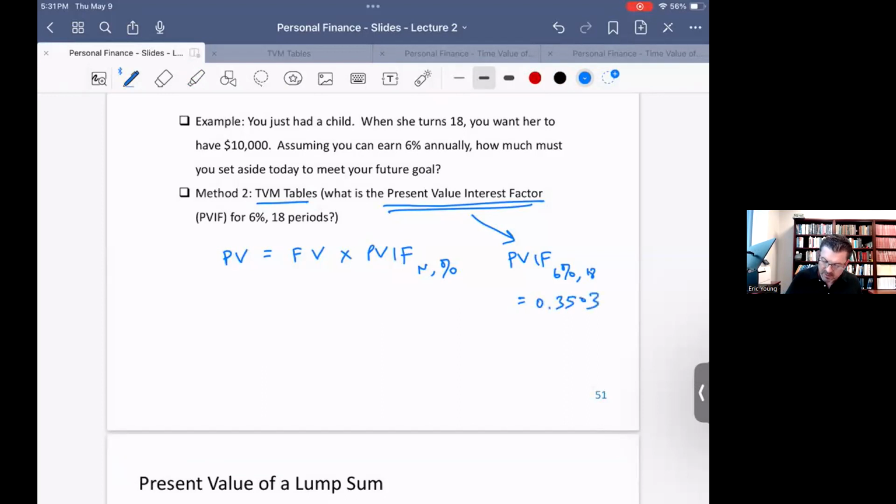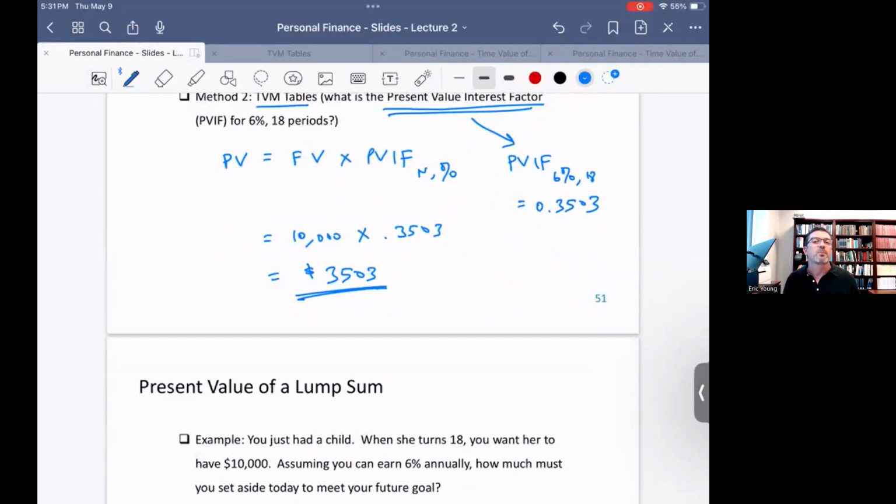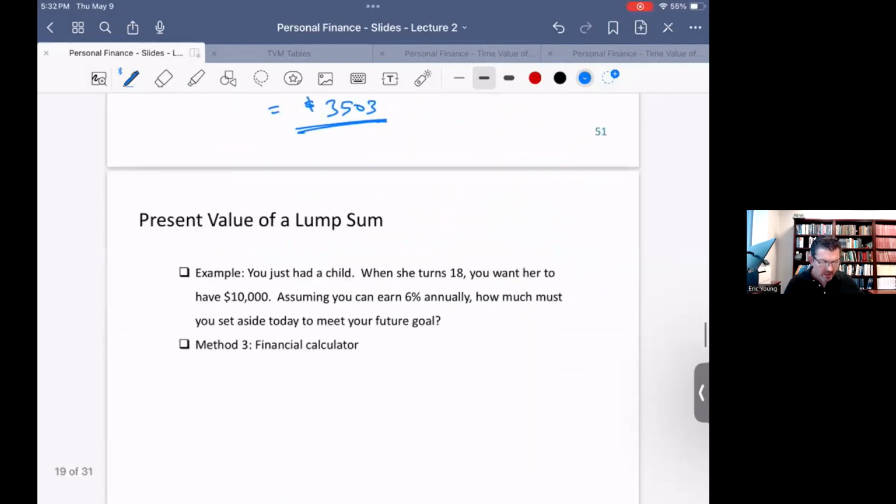0.3503. We plug that in, and our present value will be 10,000 times 0.3503, or $3,503. So this is telling us, first of all, we see the alignment, 3503, 3503. You put $3,503 in today, let it sit like in a crock pot for 18 years at 6%, it's going to grow to $10,000.